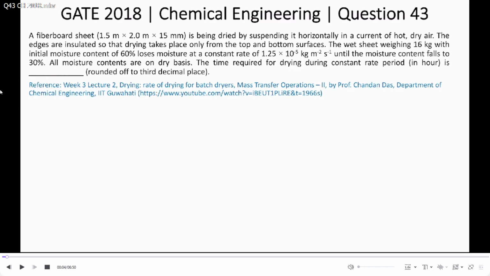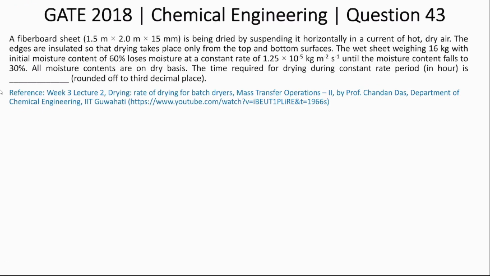And they have given that this wet sheet is 16 kilograms by weight, which has an initial moisture content of 60%, and after drying it comes to a final moisture content of 30%. They have also given that the drying rate is constant at 1.25 into 10 raised to minus 5 kilogram per meter square second. So they want us to find the time required for drying at this constant rate in hours. So let's see how to solve this.